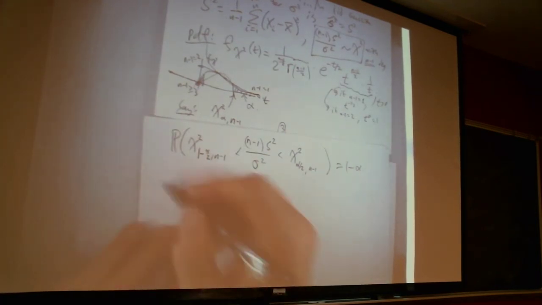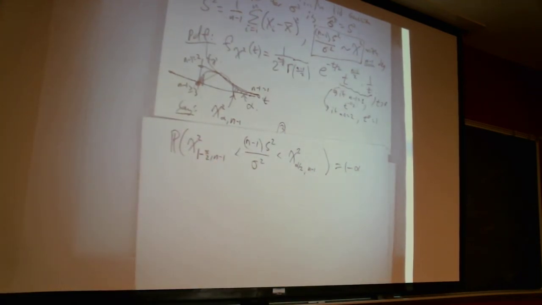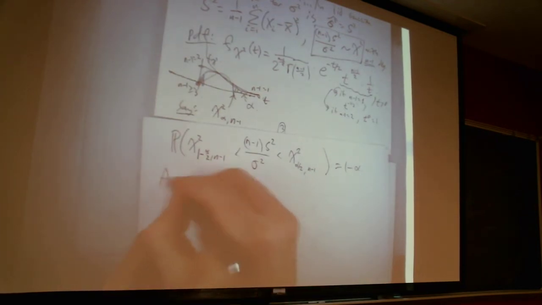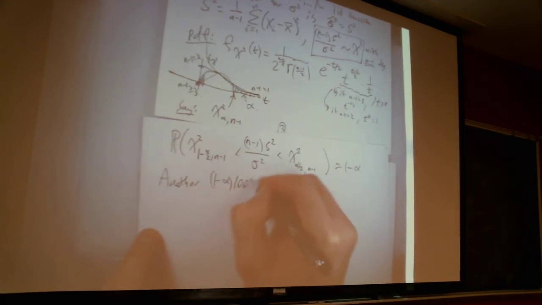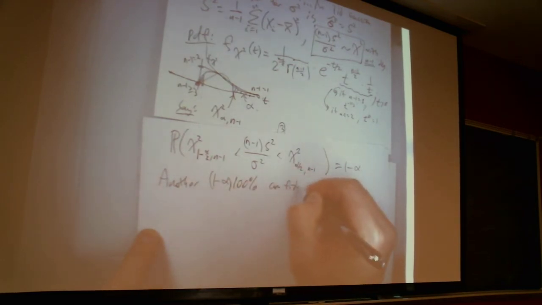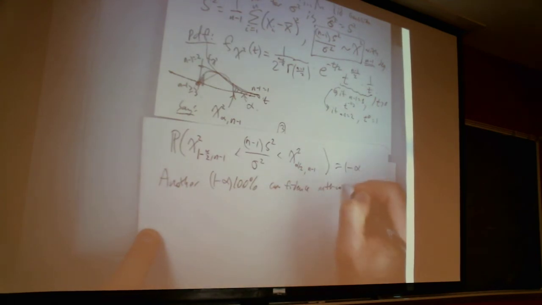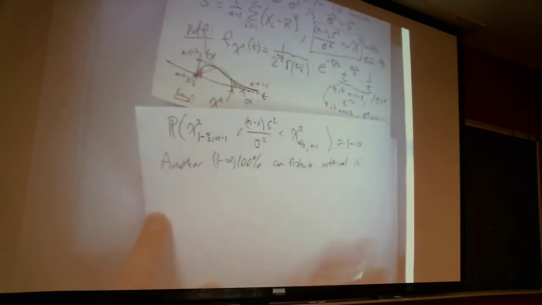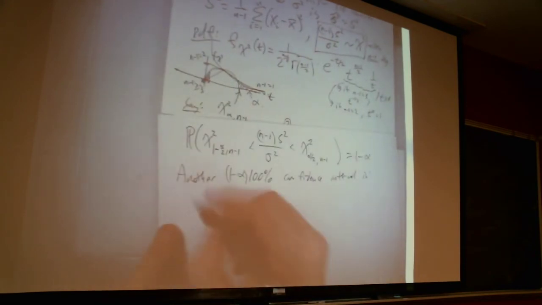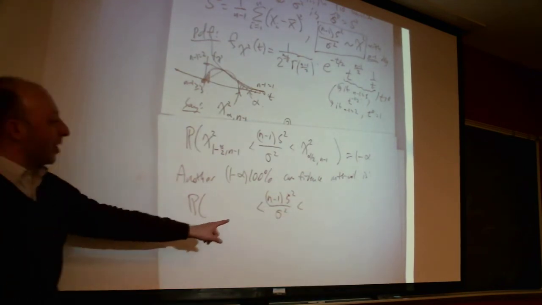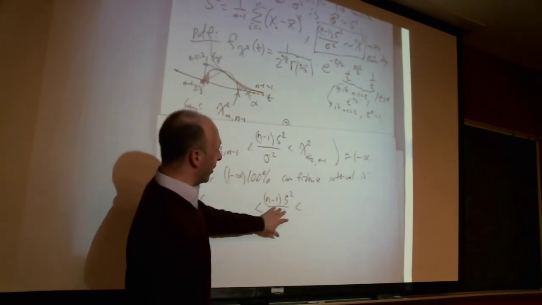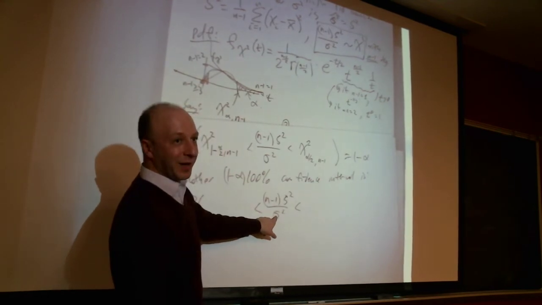So your confidence intervals don't have to be symmetric. Another 1 minus alpha times 100% confidence interval is the probability that this thing, n minus 1, well, we're not done, we want to isolate sigma squared. So we're going to do a little bit of algebra that tells you what sigma squared is.